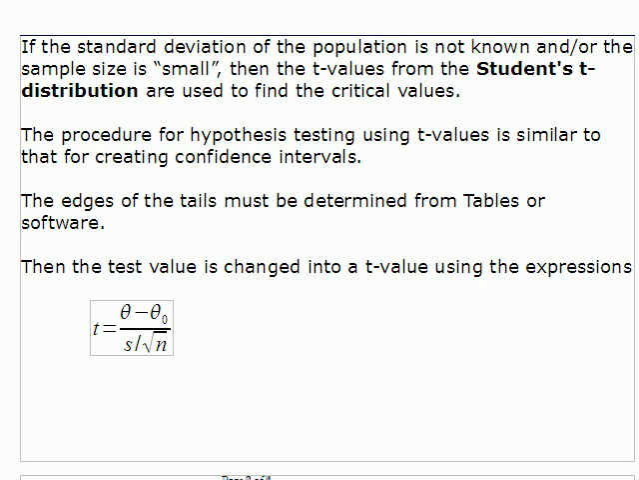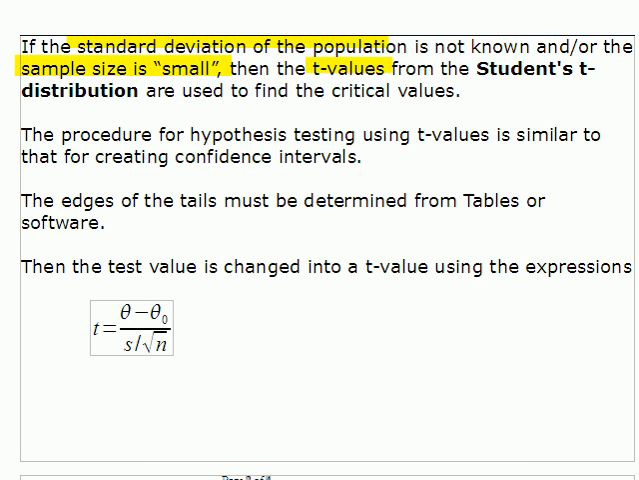Okay, if those conditions aren't met, that is, you don't have access to the standard deviation for the population, or your sample size is small, and I put that in quotes because there's a lot of ways to determine what's large or small, but for this class we're just practicing, and so we're going to practice using the t-values.